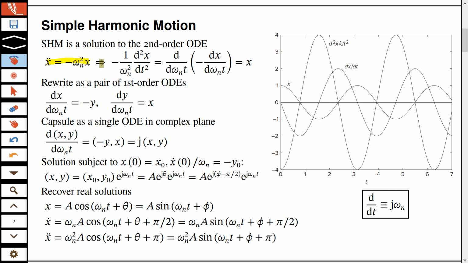So you have seen this. Any simple harmonic motion must be a solution of a differential equation of this form. You have the double derivative, the minus sign, and omega n squared, where omega n is the natural frequency. So instead of solving it directly, this is a method of developing some intuition. I'm taking this omega n squared with the minus sign to the other side.